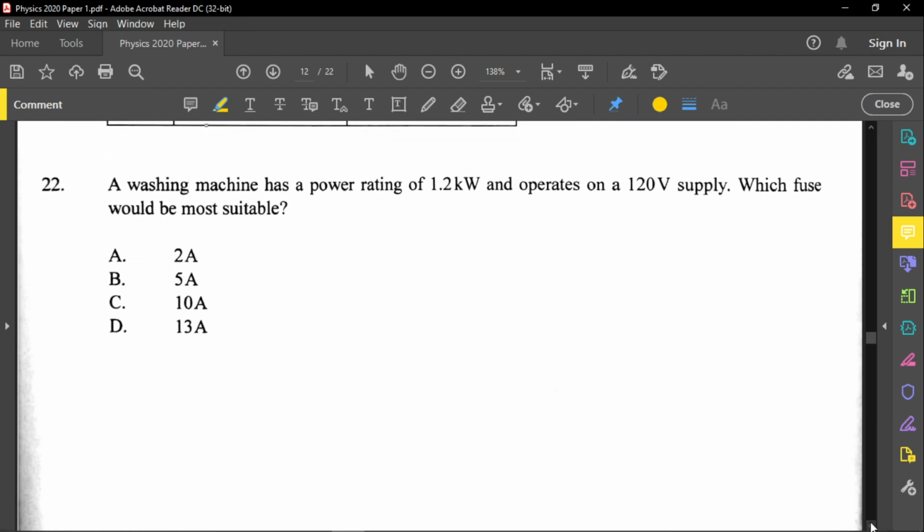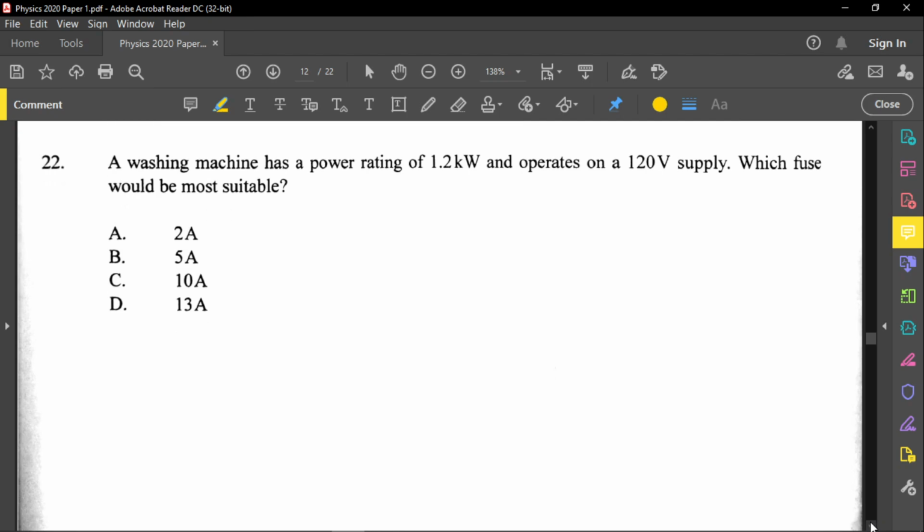Now question number 22. A washing machine has a power rating of 1.2 kilowatt and operates at a voltage of 120 volts. Which fuse would be most suitable? First and foremost, we need to calculate current. And so we have our power and we have our voltage.